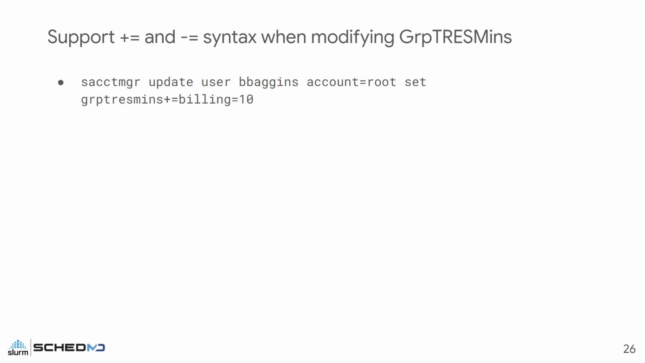Some other smaller sacctmgr changes here. This idea of plus equals and minus equals syntax on GrpTRESMins. If you're using GrpTRESMins as sort of a bank account type model, being able to say you want to add another 10 billing units into there without having to do the math yourself by first querying what the current limit is, doing the math, and sending the updated limit. Instead, let the Slurm database just do the math for you with plus equals and minus equals support.